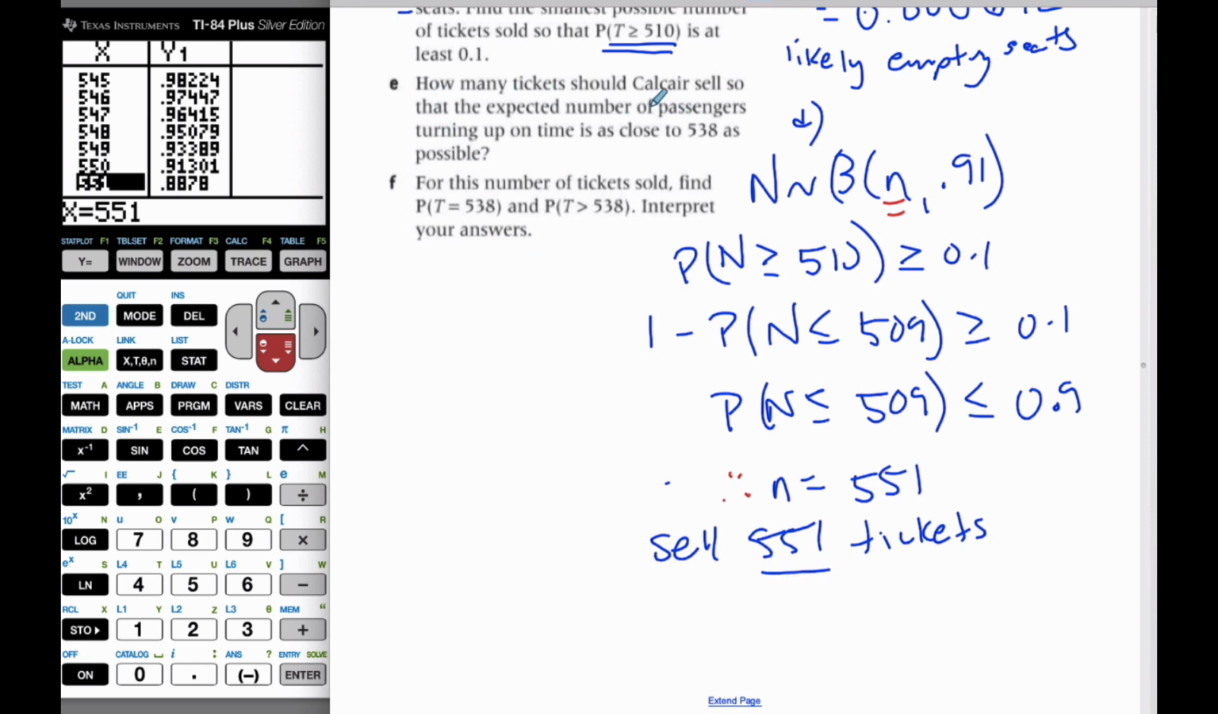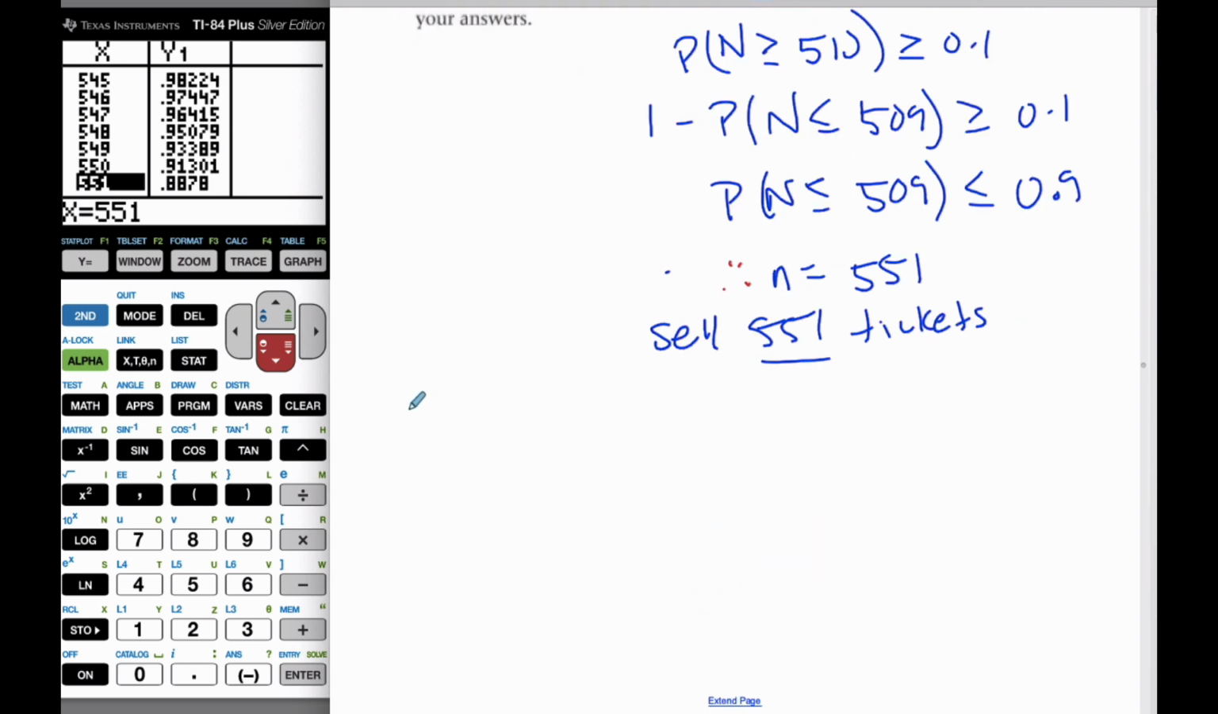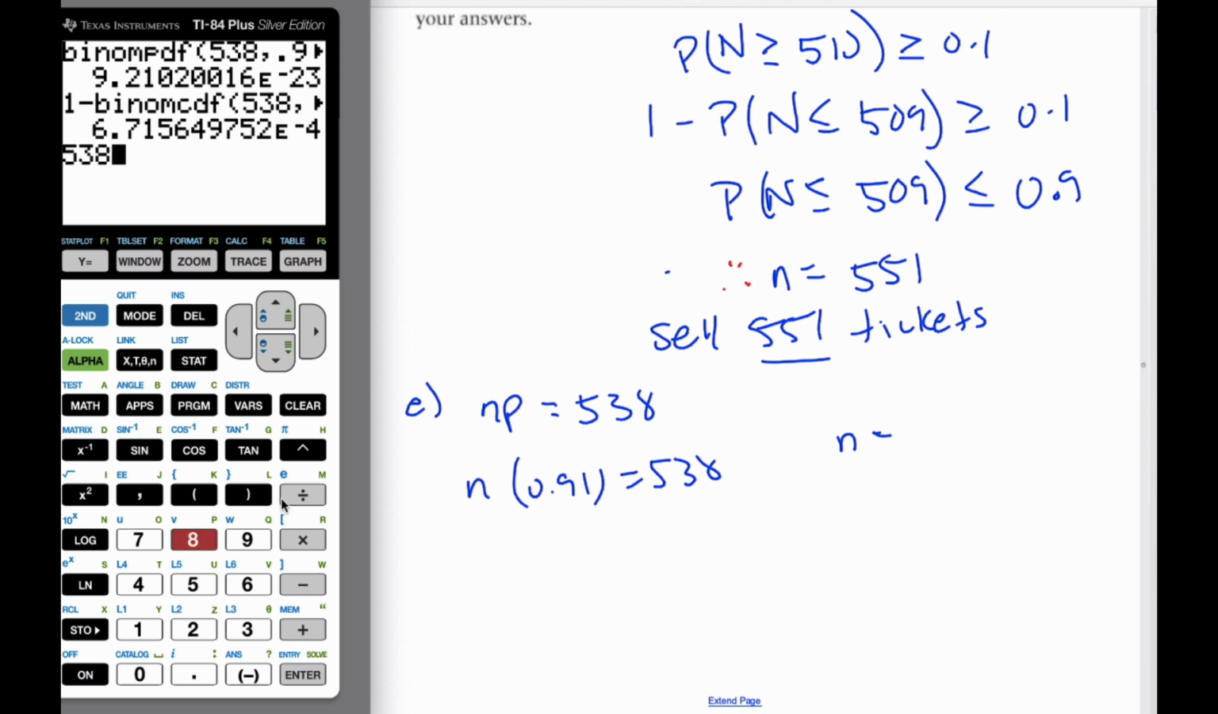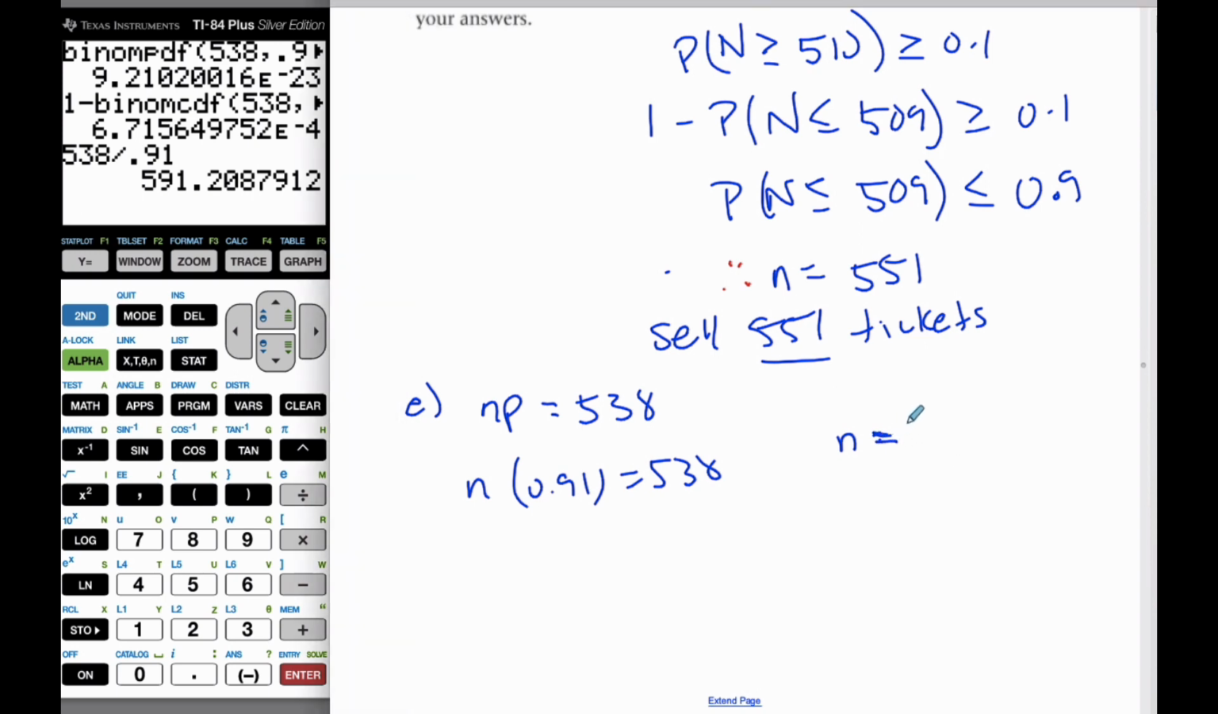E part says how many tickets could Calc Air sell, so the expected number of passengers turning up on time is as close to this as possible. Well, my expected value for binomial is n times p, and I want it to equal 538. So n times 0.91 is 538, and if I put this in my calculator, 538 divided by 0.91, I know that they will sell 591 seats. Okay, this is the expected value. If they sell 591 seats, this is what they expect to fill up exactly, no empty seats.